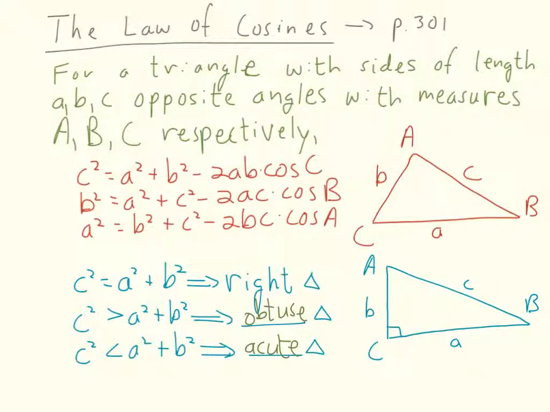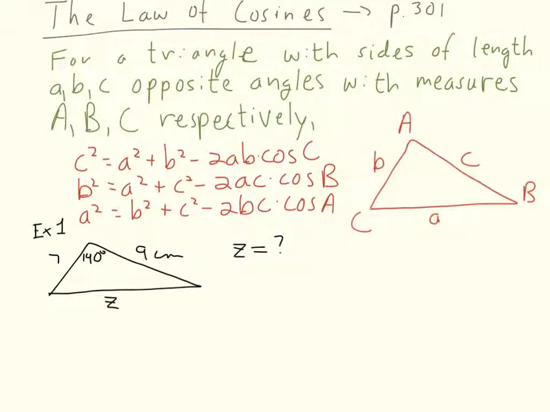Let's go now to see how we can apply the law of cosines to solve some triangle problems that don't involve right triangles. In example 1 here, we see that we have a triangle where we know 2 of the side lengths. One is 7, that should be centimeters. The other is 9 centimeters. And we know the measure of the angle between them. And we should, by using the law of cosines, be able to figure out what the third side length is here.